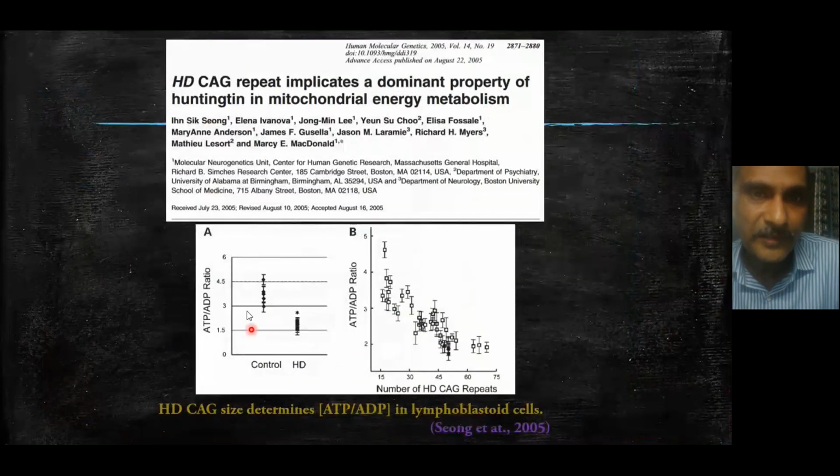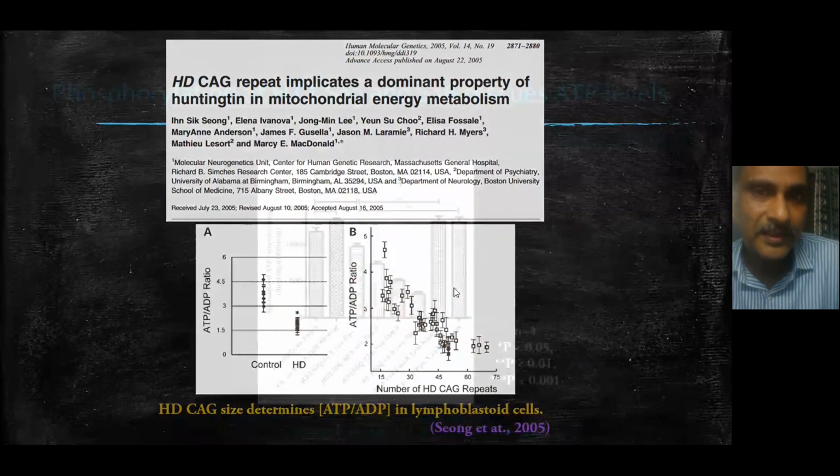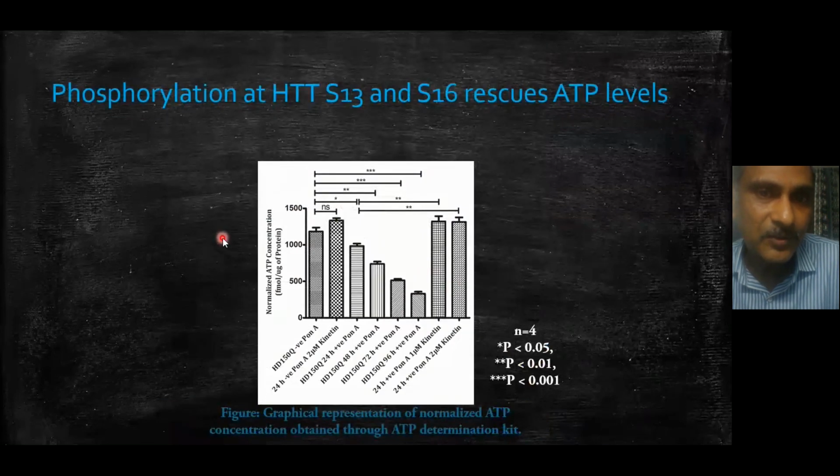Also, it's very well known that in Huntington's disease there is a mitochondrial dysfunction. Mitochondria is the powerhouse of the cell, so it is very important for producing ATP. It's very well known that in Huntington's disease patients there is a reduced ATP level, and the reduction is also proportional to CAG repeat expansion. So we wanted to see whether in our cells there is also a reduced ATP or not.